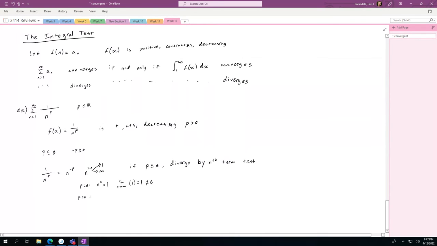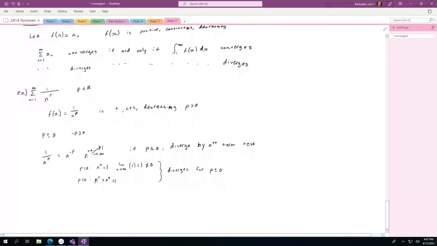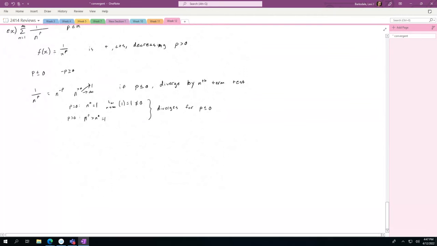And if p is larger than 0, well then I have that n to the p is bigger than n to the 0, which is 1. So because I have a smaller thing that diverges, then anything bigger should also diverge, right? So again, this one will diverge as well. Sound good? Okay. Now I'm going to apply the integral test when p is greater than 0.